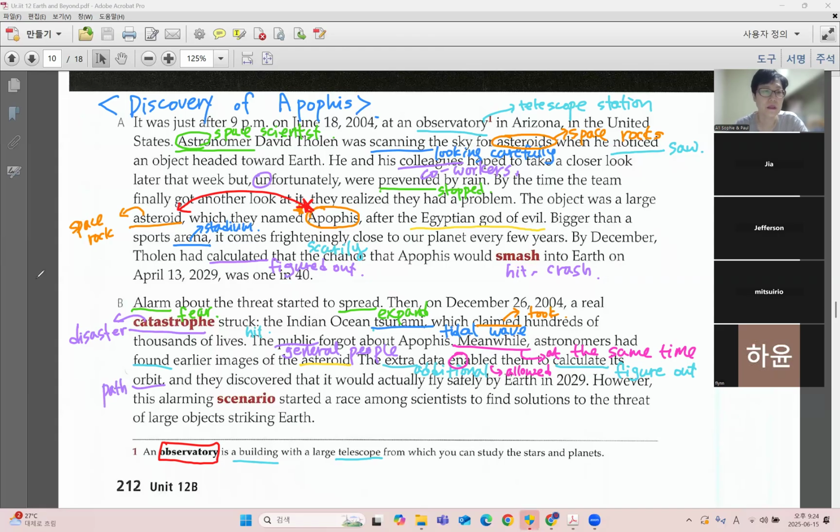And they found out what? That it would actually fly safely by Earth in what? 2029. Wow, good. So fly safely. Actually means in fact. It would not smash the Earth. However, this alarming, this alarming is like frightening. What is alarming? Frightening.